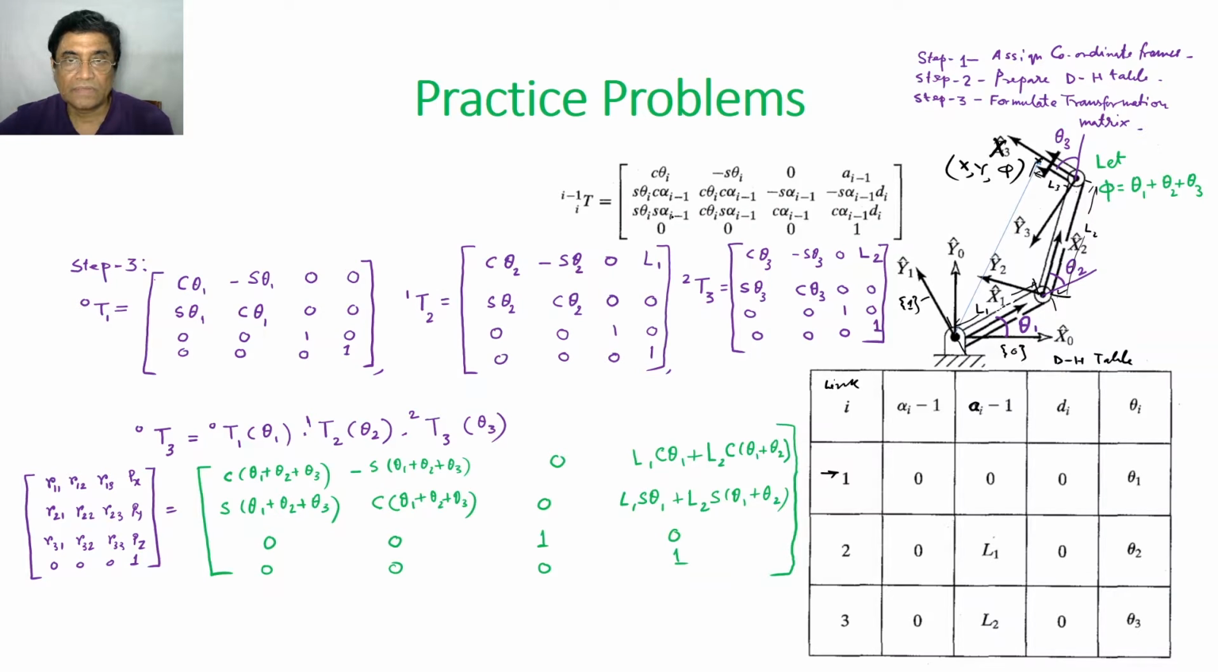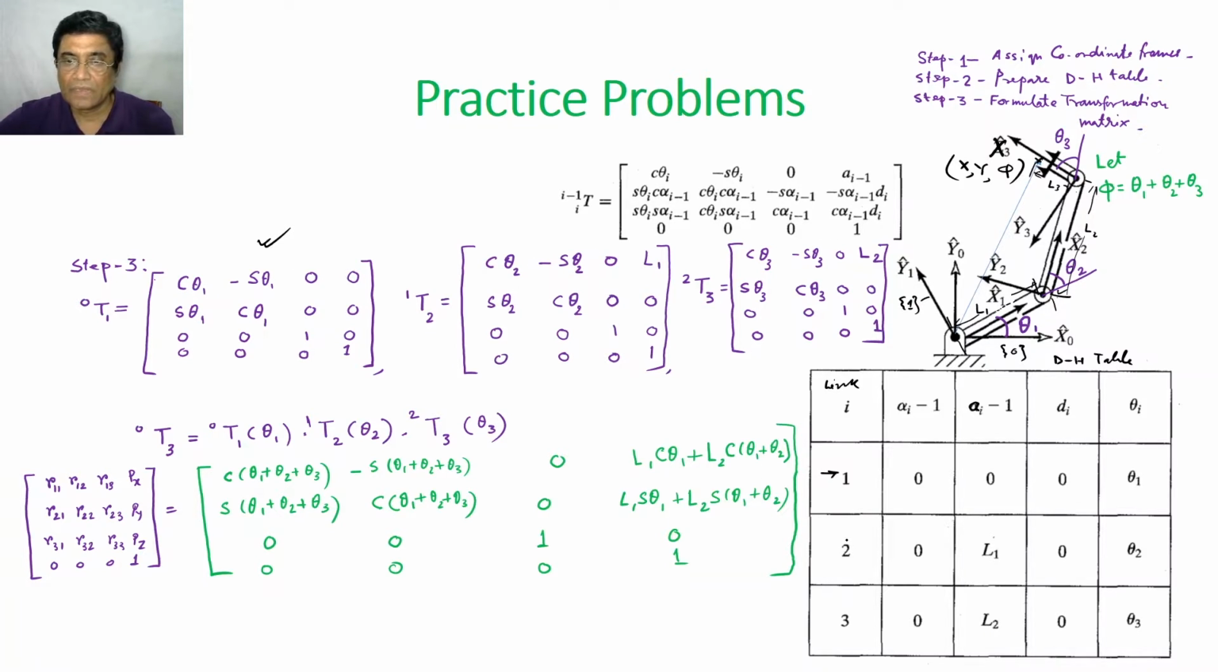Then since this is 0, this is gone. This is also gone, since this is 0. So this is again cos 0, 1, and this is 0 because di is 0. And then 0, 0, 0, 1. That's it. You have got this matrix.